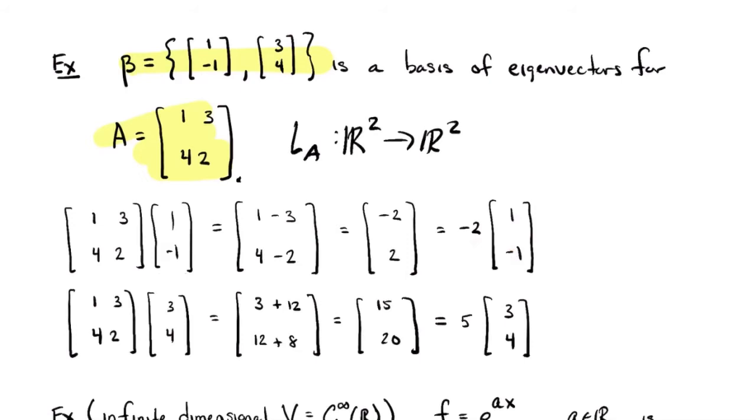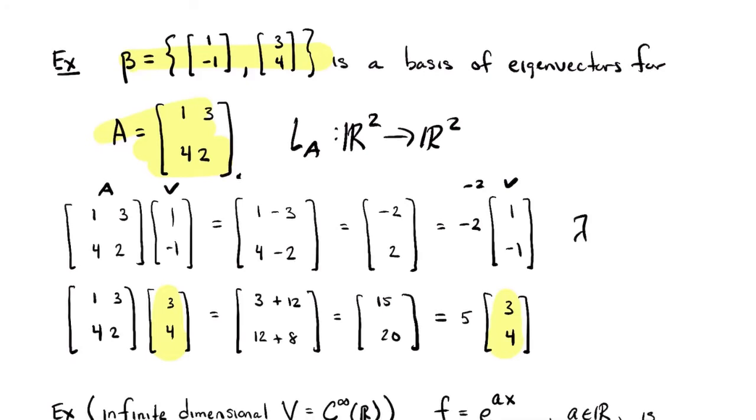So this thing looks like, if I wanted to annotate it, A times V is -2V when I'm done. The second one does the same thing. If you take V to be the vector 3, 4, the other element of beta, you end up getting 5 times 3, 4 when the matrix multiplication sorts out. So the eigenvalues here are -2 and 5 for that effect.